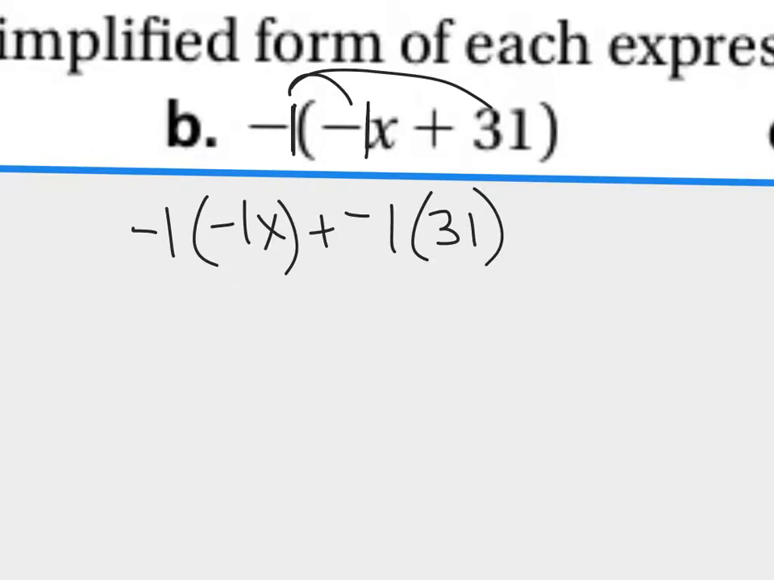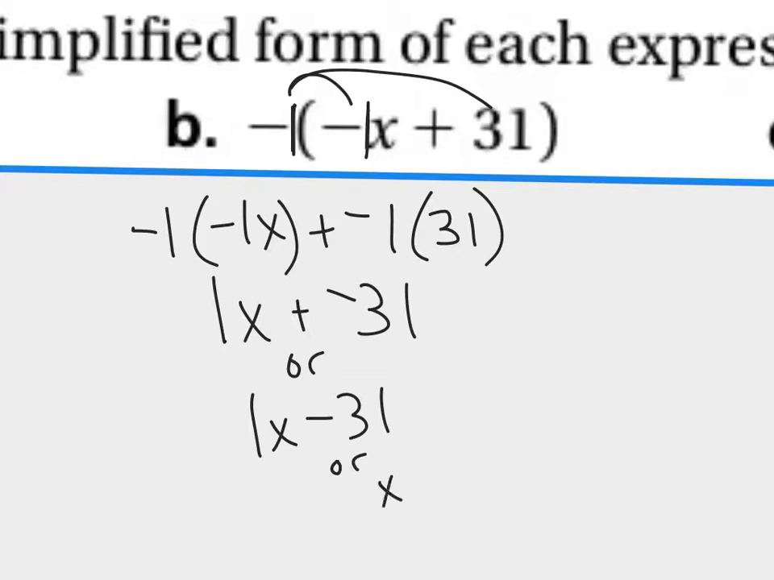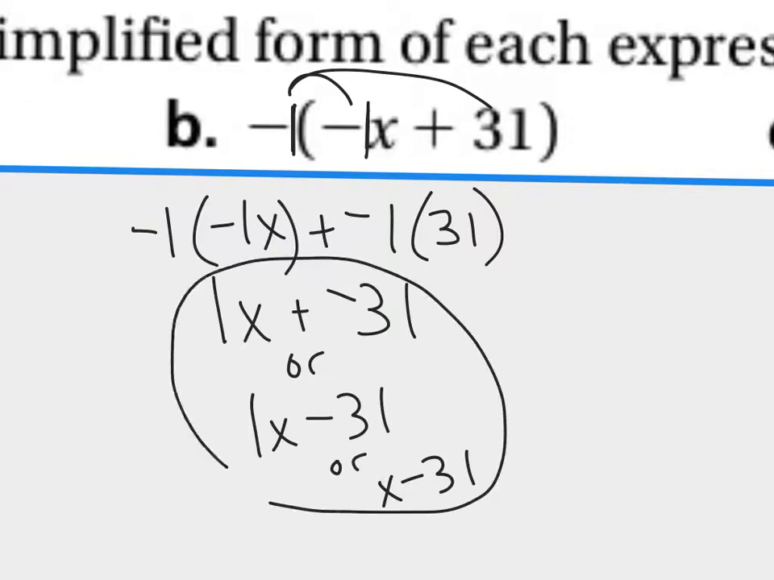So the first part here, if we're multiplying negative times negative, is a positive, so that's a positive 1x. If you want to just put x there, you can. And then plus negative times positive is a negative, so negative 31. And you could write that a few different ways. So you could put 1x minus 31 or x minus 31. All three of these answers would be equivalent to each other.